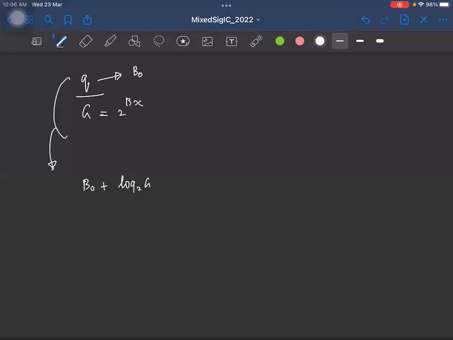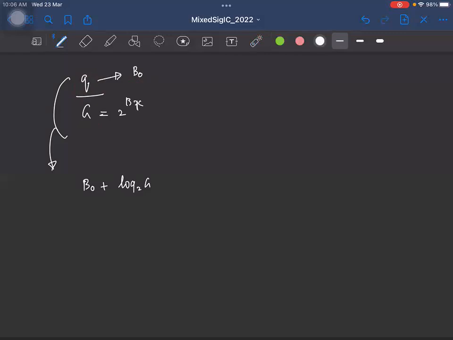So let's say you have quantization noise Q that is coming from an ADC with B0 bits, and that's getting divided by a gain G. I'm asking what will be the effective resolution. If this was 2 power B1, this will be B1 plus B0, right? But in general, for a gain G, that's going to be log to the base 2 G.